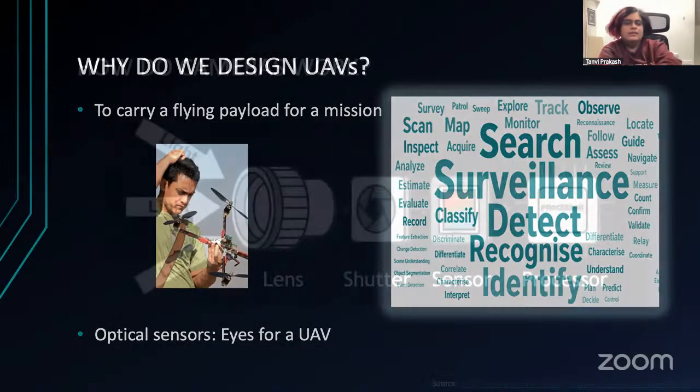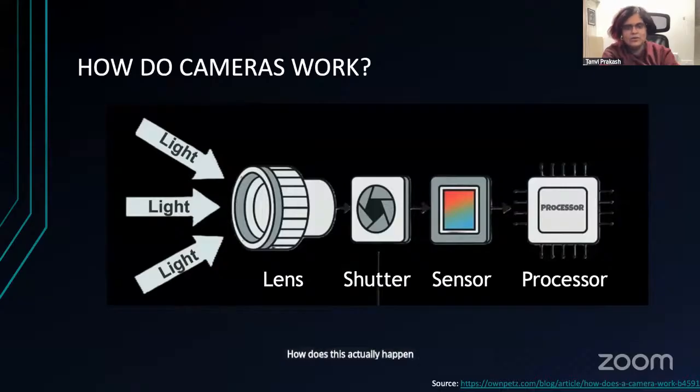Now, how does this actually happen? How do cameras really work? This is basically going to take you back to your physics from school, where we talk about the photoelectric effect and all these things. Basically, what happens is you have a sensor, which is basically a material. When light falls on this, electrons are excited and flow, so current is generated, a voltage is generated, and that electrical signal is picked up by a processor.